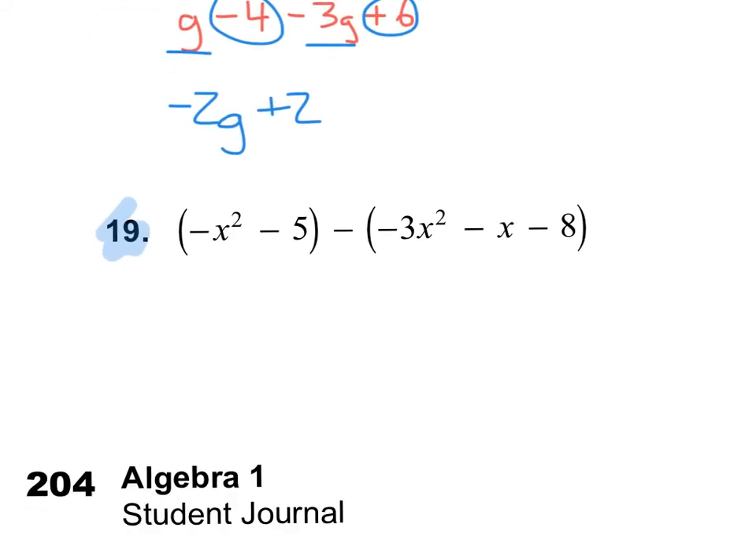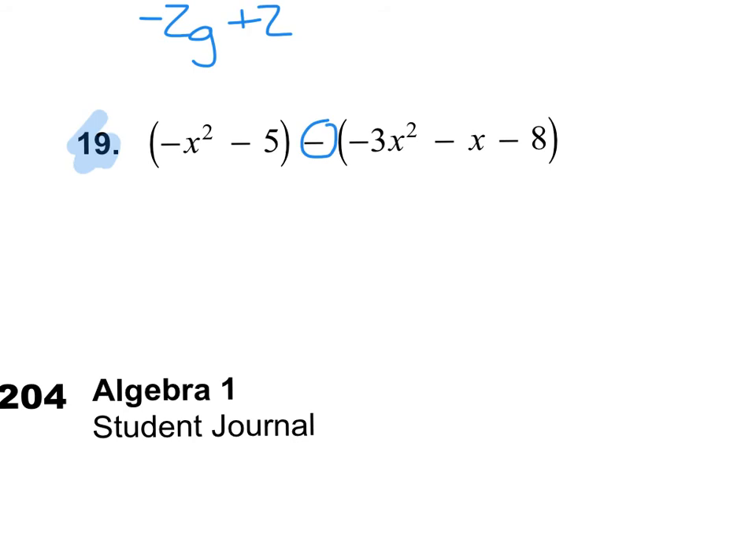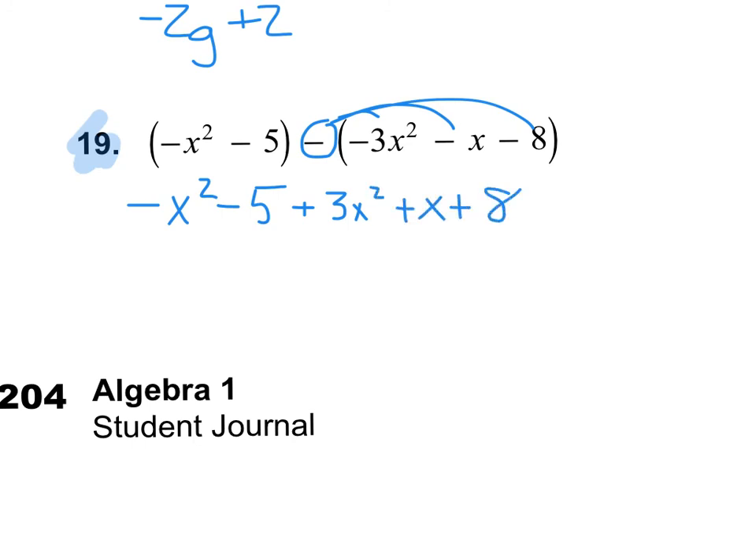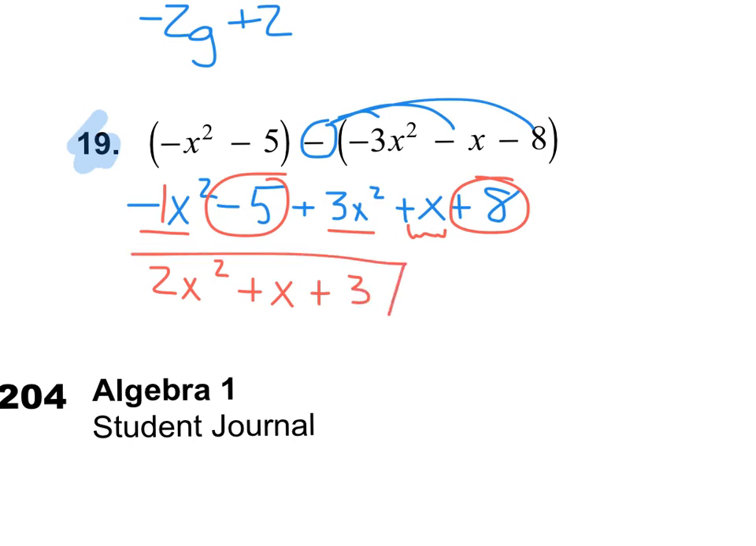And last but not least, number 19, I distribute this negative into the second set of parentheses. So negative x squared minus 5 hangs out. I distribute that negative in, so now it's going to become a plus 3x squared, a plus x, and a plus 8. So it flips all those negatives back to positive. Now I can go ahead and combine like terms. So I find my x squareds are highest, so I'm going to start there. So negative 1 plus 3 is going to leave me with 2x squareds. Then I have my x term, so plus x. I can go ahead and combine my numbers. Negative 5, positive 8 makes plus 3 for my final answer.